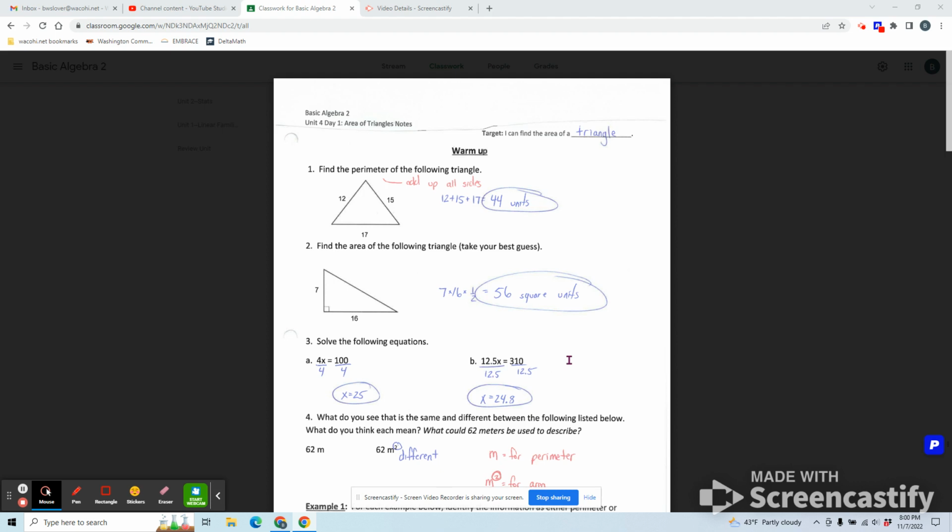Number two is asking you to find the area of the triangle. And it's okay if you don't know how. I'm just seeing maybe you already know, maybe you don't know. It's kind of just an exploratory question. Number three is asking you to solve. You should be able to solve.